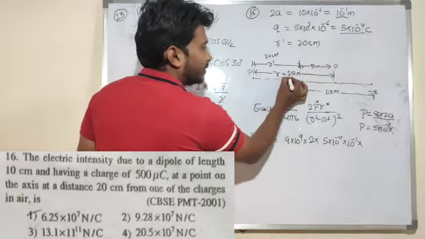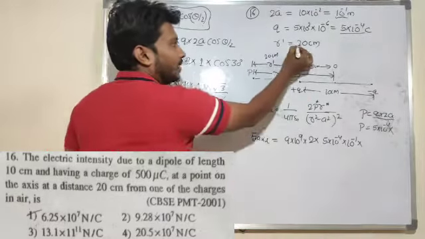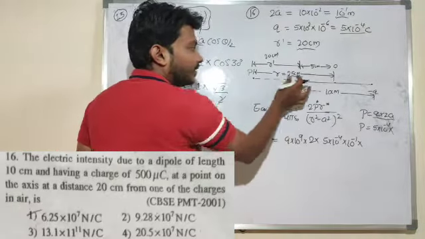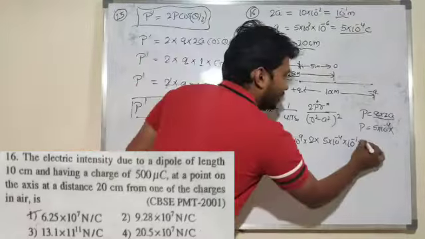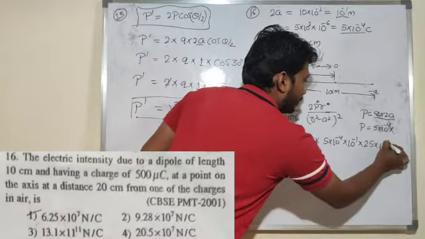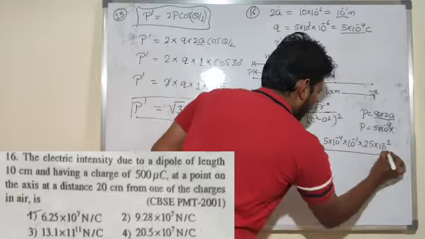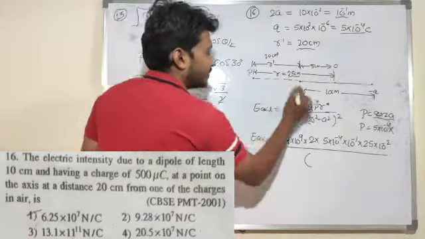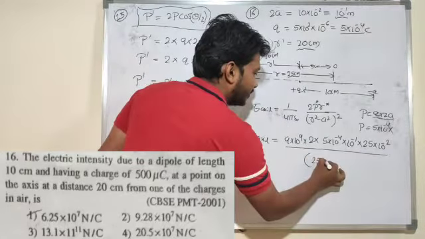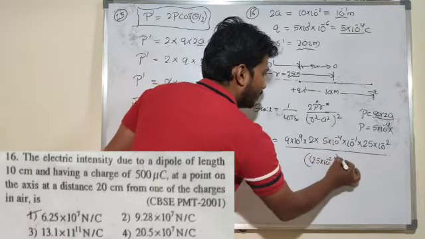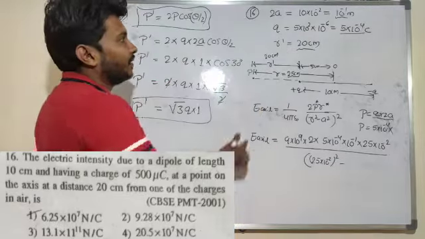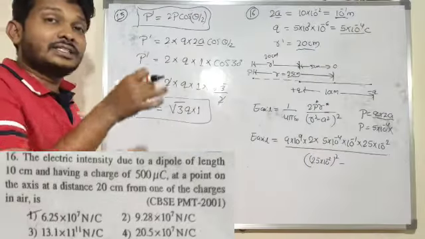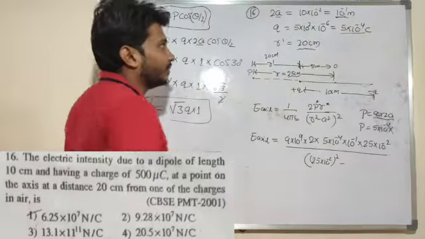What is the r value here? The r value is 25 centimeter. Don't take it as 20. That distance from the center of the dipole is 25 centimeter, so 25 into 10 to the power of minus 2. This is divided by r square minus a square, where r square is 25 into 10 to the power of minus 2 whole square. 2a is 1 into 10 to the power of minus 1, so a is 0.5 into 10 to the power of minus 1.